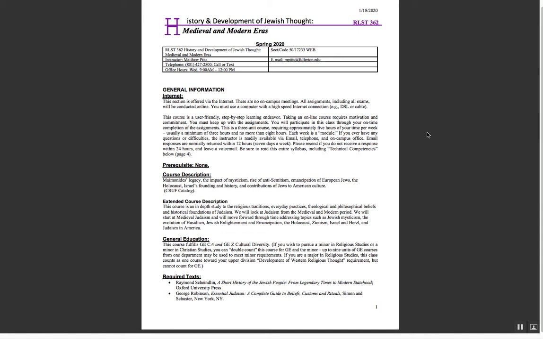This class is a bit of a challenge because we have a lot of time period to cover, and we have a lot to cover. The 361 and 362, this history and development of Jewish thought, are broken into two different courses. This is the latter half. We start in the medieval era shortly after the rise of the rabbis. That may not mean anything right now to you, but it will. And we go basically until the modern time.